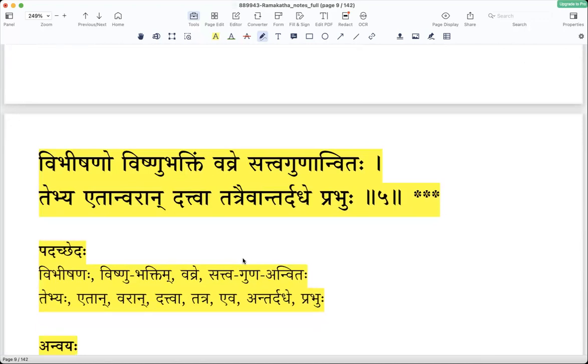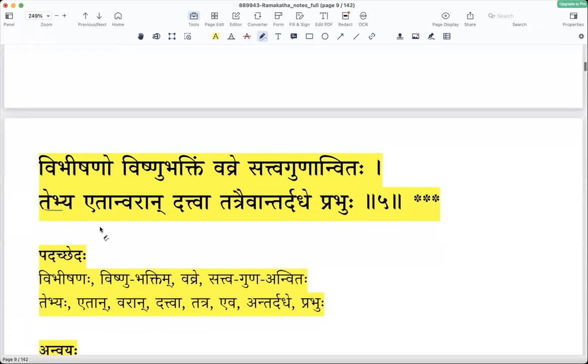Vishnu, Vibhishana's varam. Vibhishano Vishnu Bhaktim Vavre Sattva Gunanvitaha. Tebhyaha etan varan dattva tatra eva antardadhe prabhuhu. Sattvagunanvitaha Vibhishanaha Vishnu bhaktim vavre. Sattvagunanvitaha means with the good qualities, sattvagunam in sattva, rajas, tamas. So he has that good gunam, sattvagunam, in him. Tadrishaha Vibhishanaha Vishnu bhaktim vavre. As a boon, he asked for Vishnu bhakti, devotion towards Vishnu.